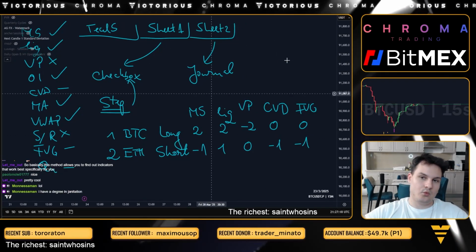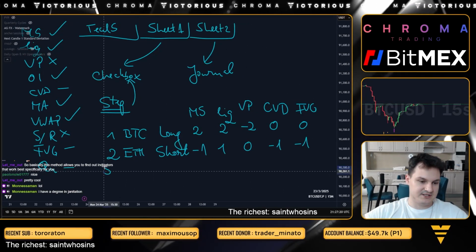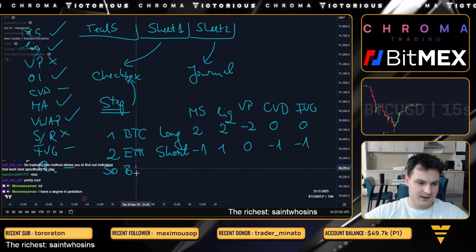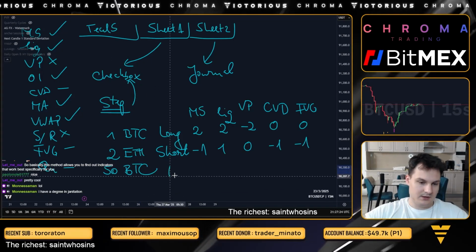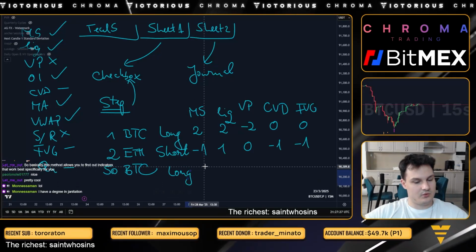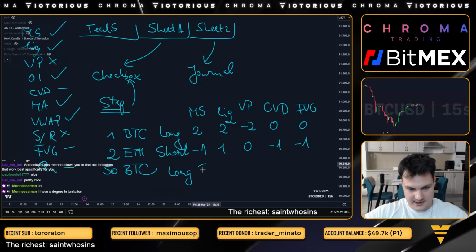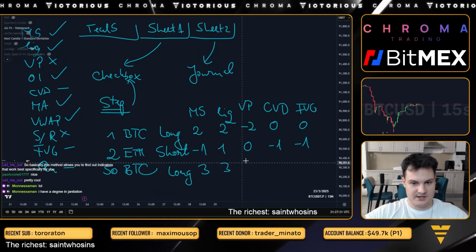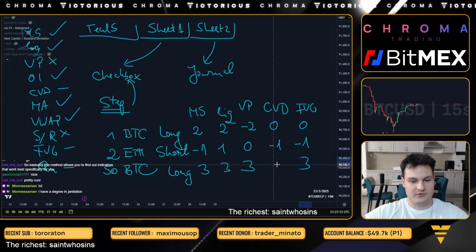So let's say we took 50 trades, and let's just put the last trade in as an idea. Let's say this was a 3R trade with market structure, liquidity, volume profile, and fair value gap, right?